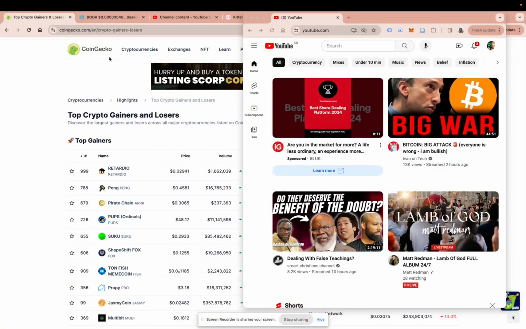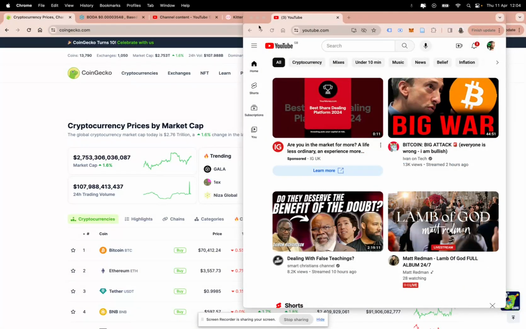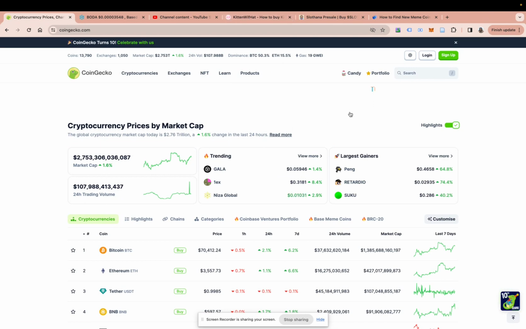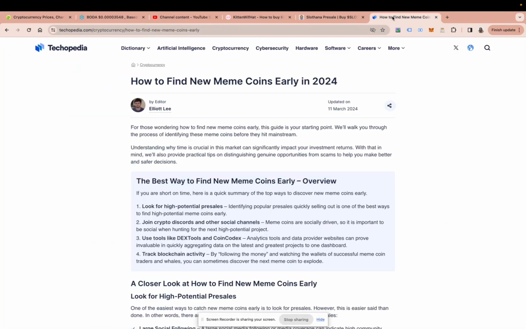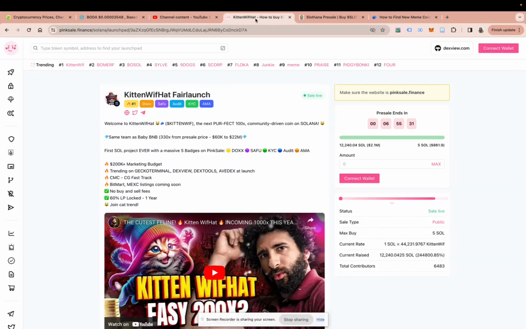So yeah, one thing we want to know in the first place, let me close this, is what is happening. So there's information on Google, so I'm just going to go through some of the basics they'll tell you in my little spin. So first, the little basics here is to find good meme coins. It's all about community. So look for high potential pre-sales. We'll talk about pre-sales in a second, because somewhere like Pink Sale.